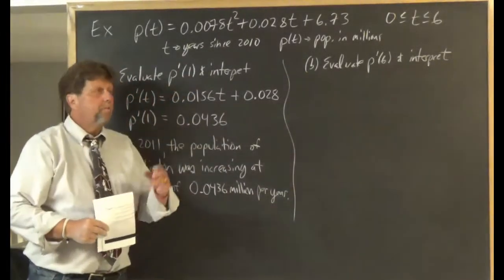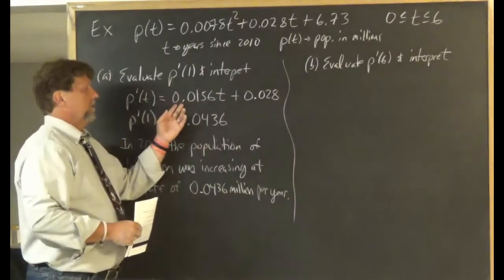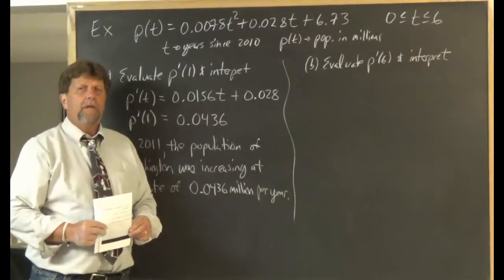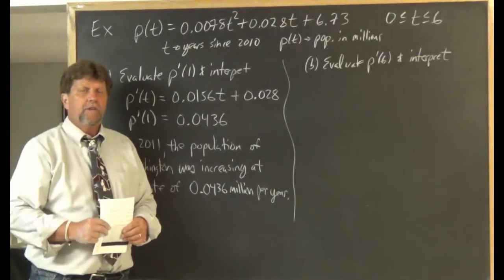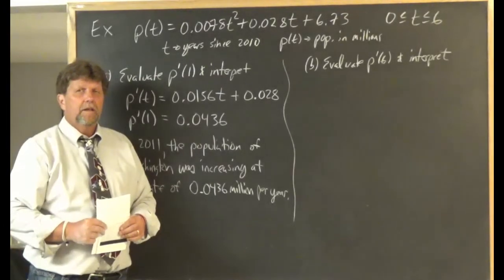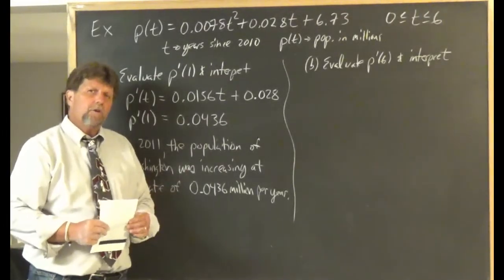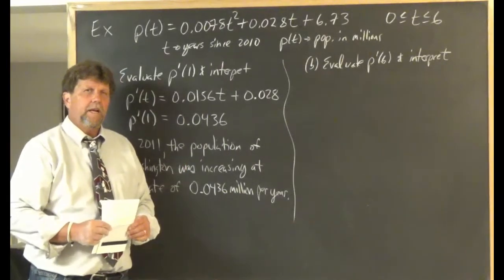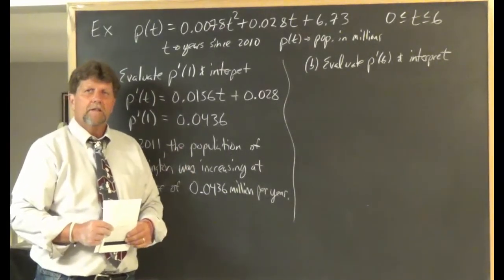So hey, why don't you do part B? You already have the derivative, so why don't you evaluate p prime of 6 and write down what you think the interpretation is. So pause the video, do that real quick, and then restart the video, and I'll be here at the board to make sure you're correct.